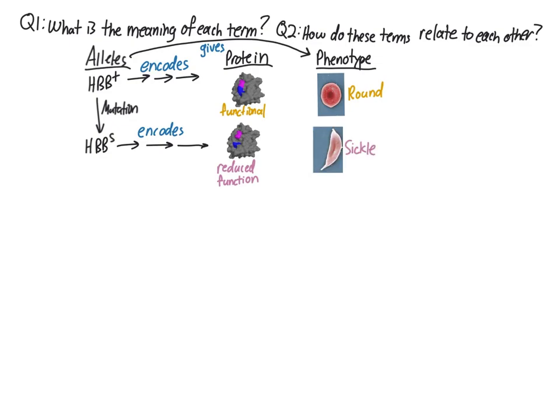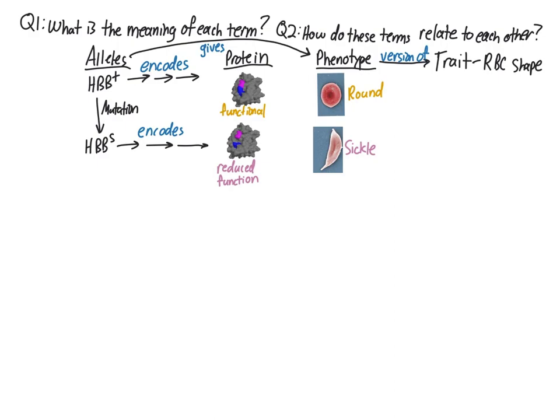These two different appearances of red blood cells, caused by two different alleles, are called phenotypes. And a phenotype is just a version of a trait. Here, the trait is red blood cell shape, with the possible phenotypes of this trait being either round or sickle-shaped.